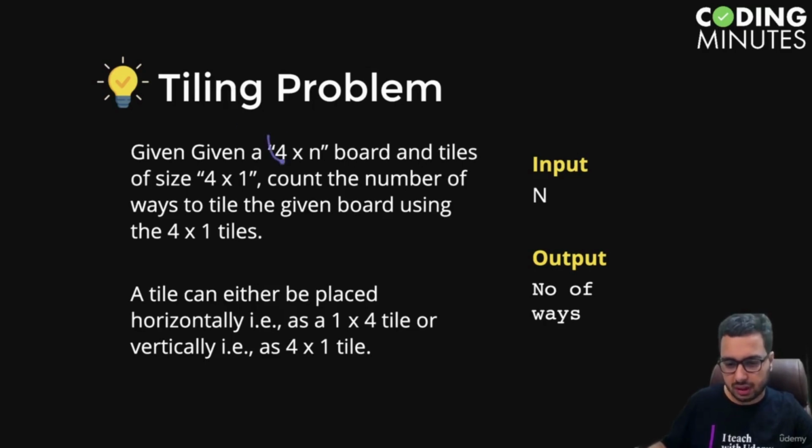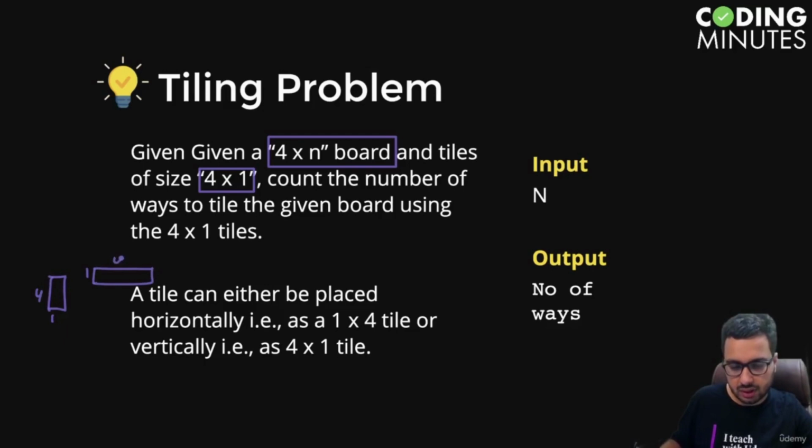Given a 4 cross n board, and tiles of size 4 cross 1, you need to find the number of ways to fill the given board using 4 cross 1 tiles. Basically there is a tile of 4 cross 1, or it could be 1 cross 4. So a tile can be placed horizontally as 1 cross 4, or it can be placed vertically as a 4 cross 1 tile as well.